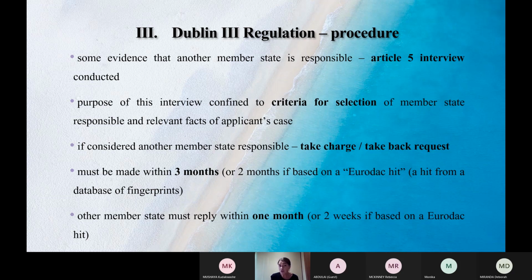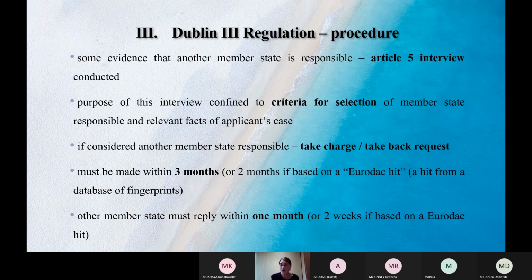The Article 5 interview, and they're often quite short, has the sole purpose of determining which member state is responsible. So the person attends the interview and is asked questions in respect of the criteria of the Dublin 3 regulation, and we'll get to that, such as their family background and how they travelled to the state.